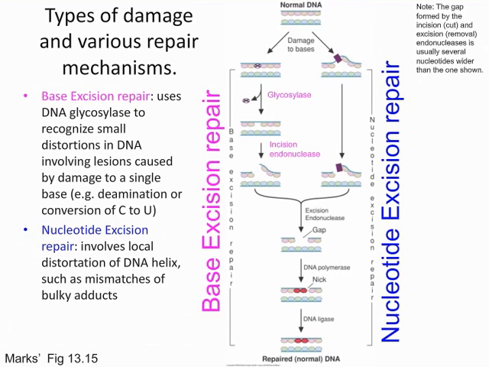So on the right side, we have nucleotide excision repair, and it's very similar, except in nucleotide excision repair, the entire nucleotide is removed at once instead of just a single base. So both of these mechanisms are using excision endonucleases to remove the damaged or distorted region, and then the gap is filled by DNA polymerase, which makes the synthesis of the new strand, and then DNA ligase is going to glue them back together.